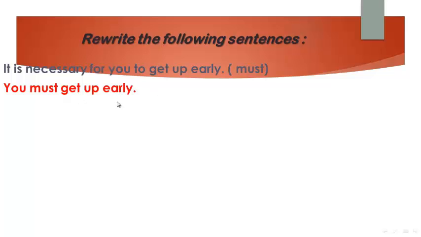Now, it's time for the exercise. Rewrite the following sentences. It is necessary for you to get up early. I want you to use must. So the sentence here is in the present. It's necessary for you. It's important for you to get up early. We need to use must. Yes, you must get up early. Great. You must get up early.